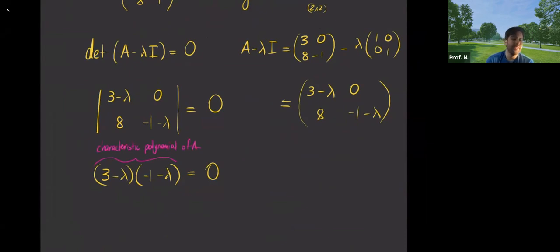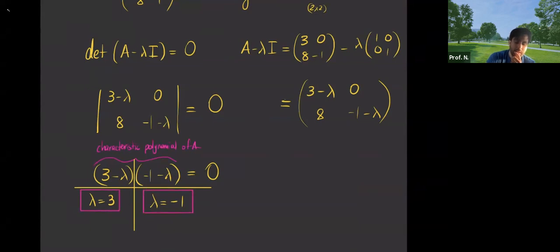Solving this, I don't have to distribute everything. It's already factored for me. I want to solve this equation. How do you solve this? Lambda equals 3. Didn't we find that already? Oh, well, that's what they gave us. Lambda equals 3. What does lambda also equal? Lambda also equals what? Negative 1. Does everybody see this? So what are the eigenvalues of A?